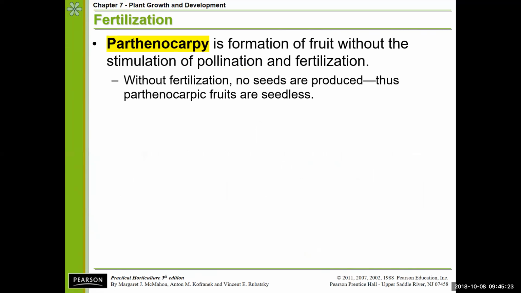We also have a phenomenon known as parthenocarpy, however you want to say it. That's the formation of fruit without the stimulation of pollination and fertilization. And this can be good for us in particular types of agricultural production because no seeds are produced. You've probably seen parthenocarpic cucumbers out there. They're seedless cucumbers that are just a result of this phenomenon.